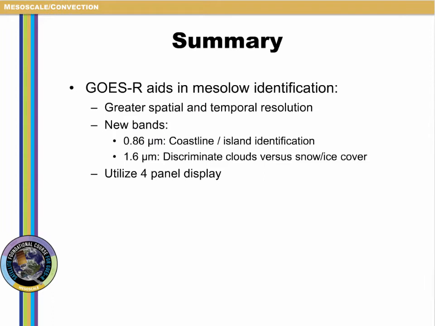In summary, GOES-R aids in mesolow identification because of its greater spatial and temporal resolution compared to current GOES. The IR and visible bands will continue to play a prominent role in mesolow identification. However, there will be new visible bands on GOES-R that aid in mesolow identification. This includes the 0.86 micron veggie band, which increases contrast between water and land, better identifying coastlines and islands. Also, the 1.6 micron band can easily discriminate between clouds and snow or ice cover.